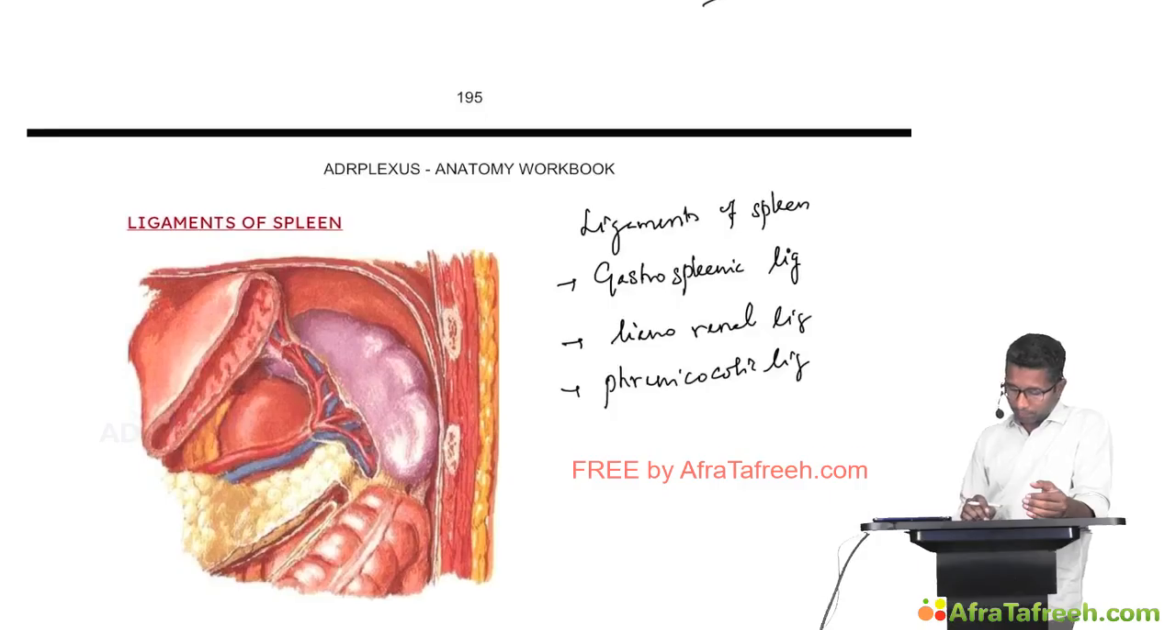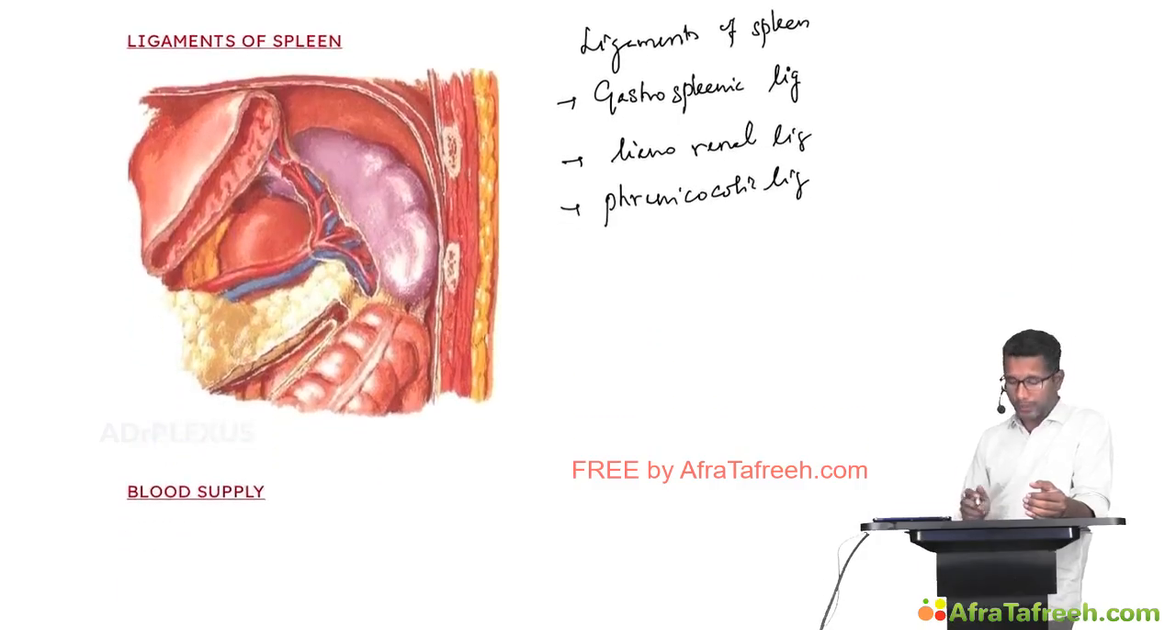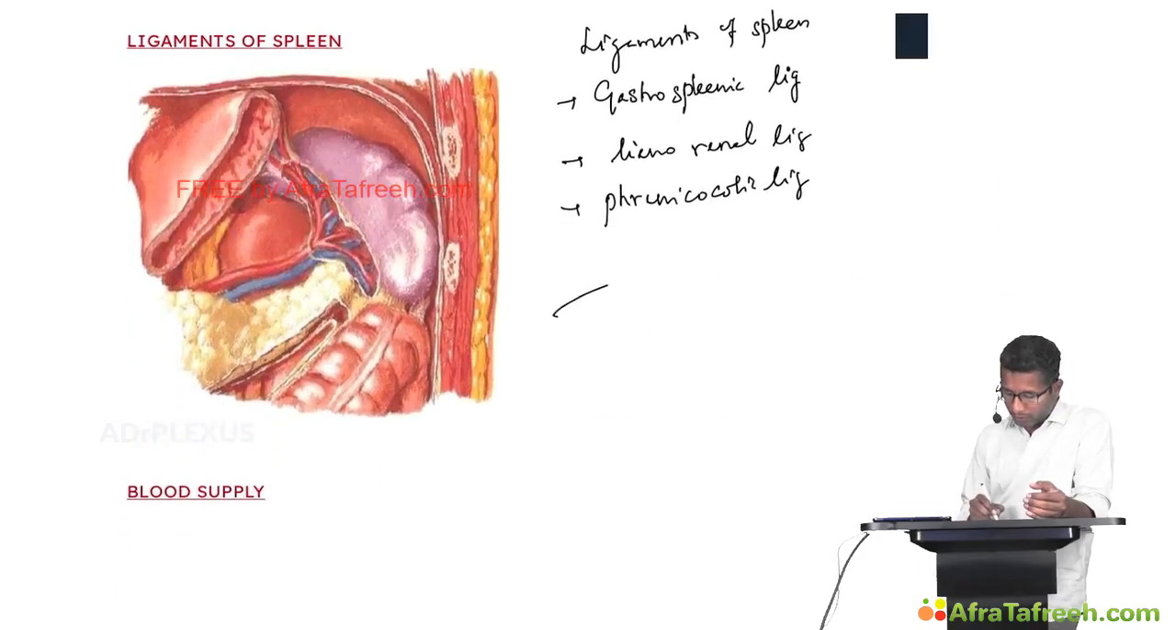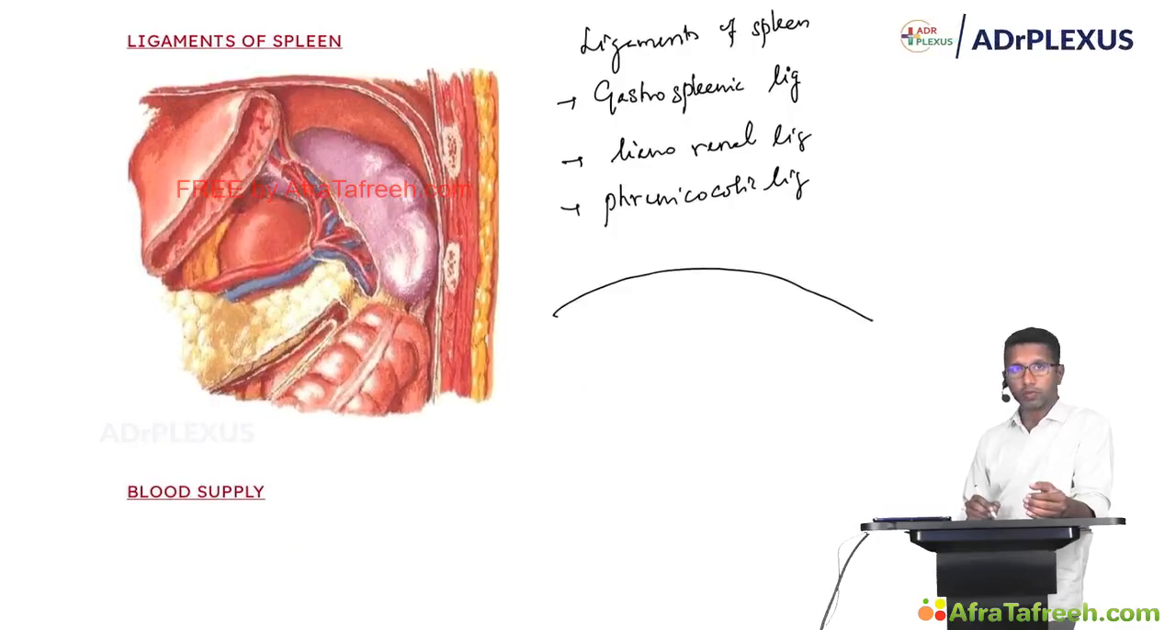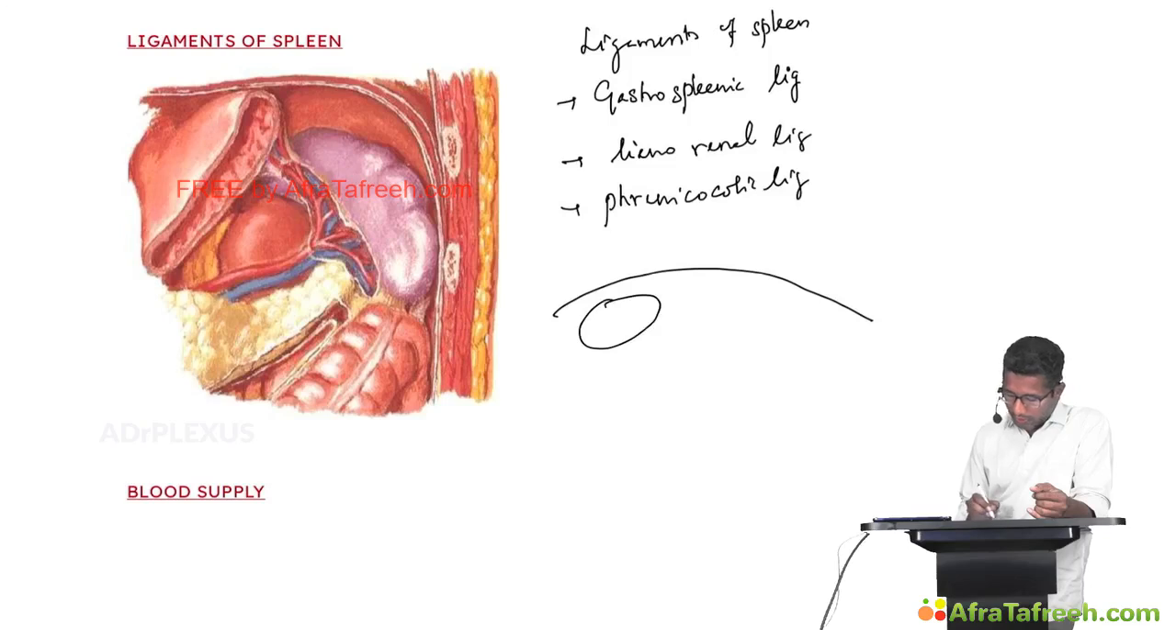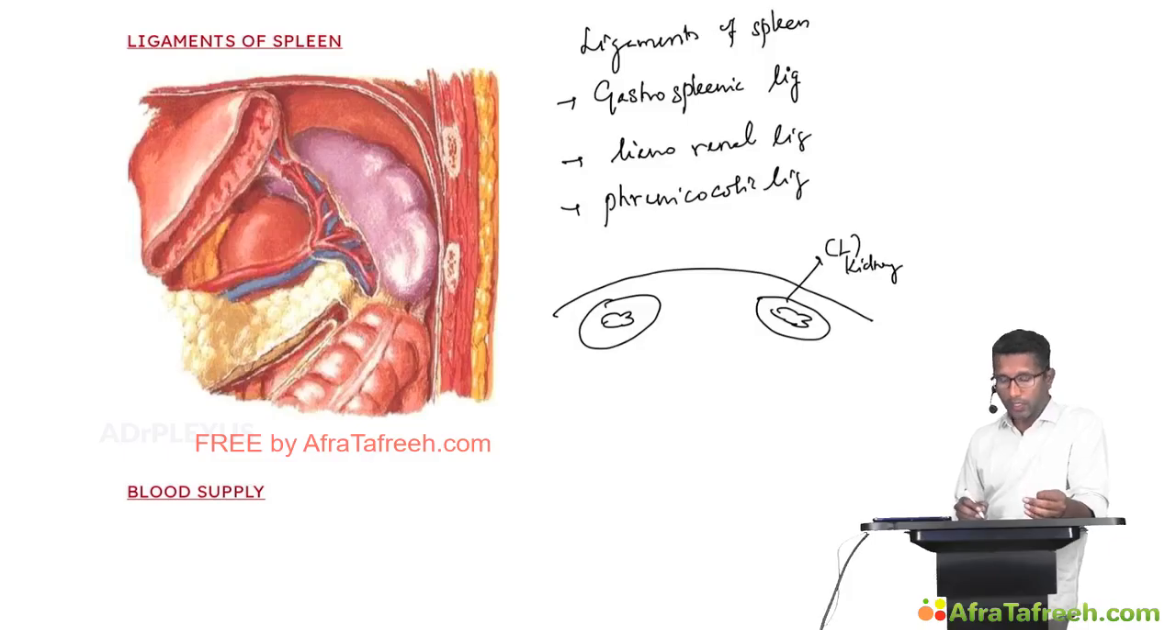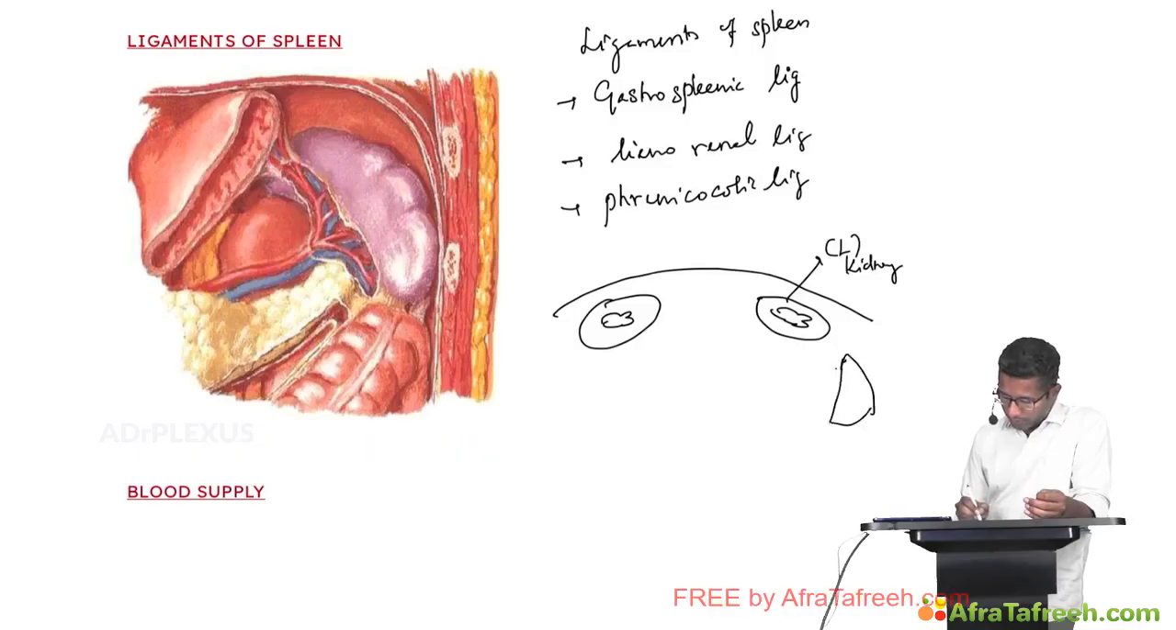If I want to put a simple diagram here to understand this, this will be the posterior abdominal wall. I hope you know that in the posterior abdominal wall you get the kidneys. Let us consider this the left kidney. In front of the left kidney you have the spleen.